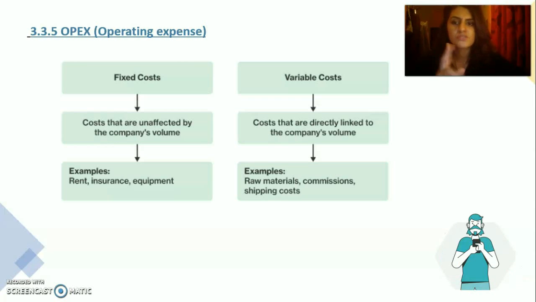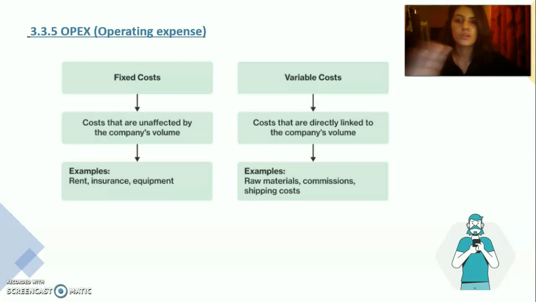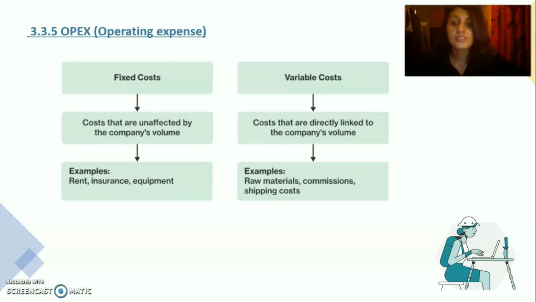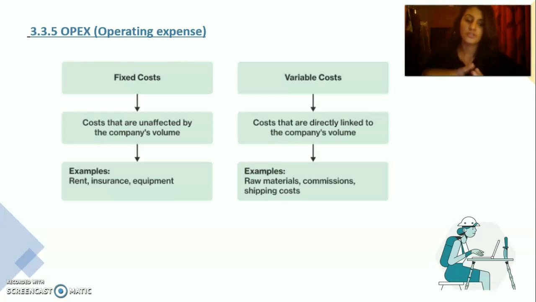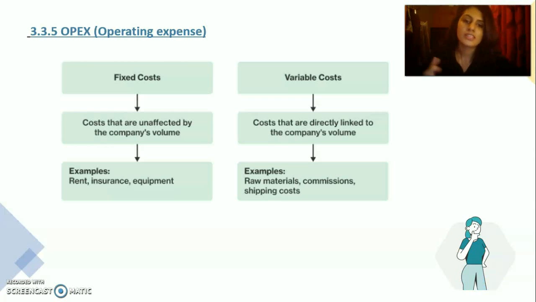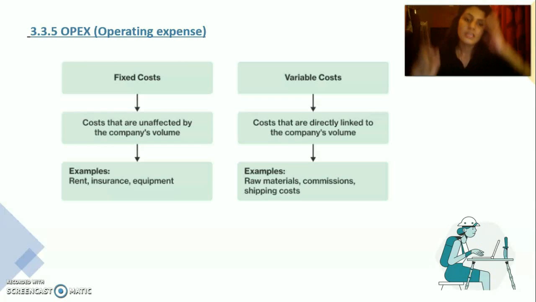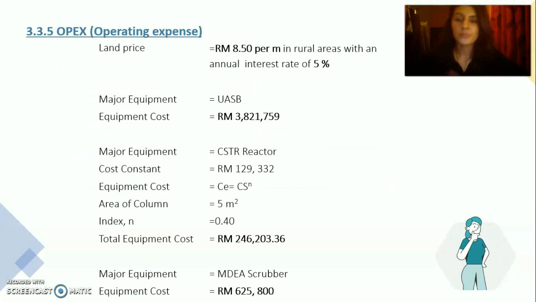So what is fixed cost? Fixed costs are costs that are unaffected by the company's volume. So the plant's capacity will not affect the cost on this. This will be, for example, the rent, the insurance, as well as the equipment. Next will be the variable cost. This is directly linked to the company's volume, as for how much capacity of biogas and biofertilizer we are producing. So the examples would be the raw materials, the commissions for the employees, as well as the shipping costs. So we have calculated the operating expense for our project.